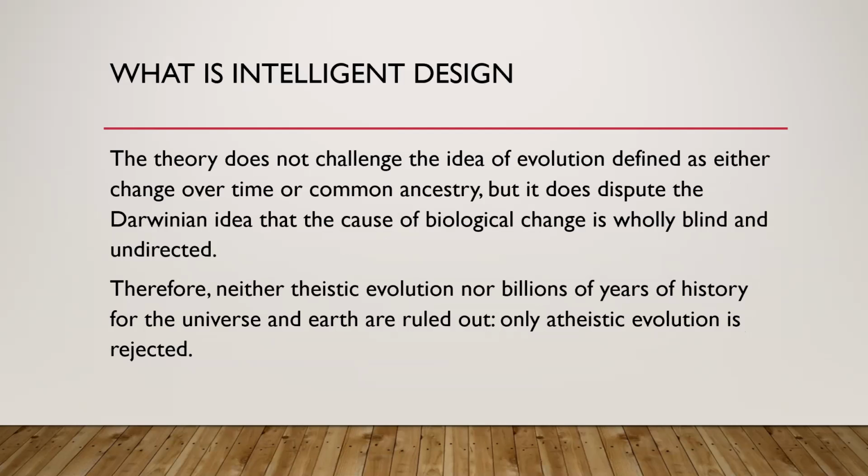But some of the, I wouldn't say weaknesses, because it is not about weaknesses, the theory doesn't challenge the idea of evolution defined as either change over time or common ancestry, but it does dispute the Darwinian idea that the cause of biological change is wholly blind and indirect. Therefore, neither theistic evolution nor billions of years of history for the universe and Earth are ruled out. Only atheistic evolution is rejected. So this is like a kind of critique of this approach.